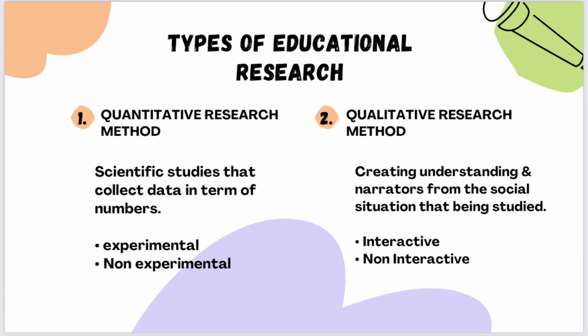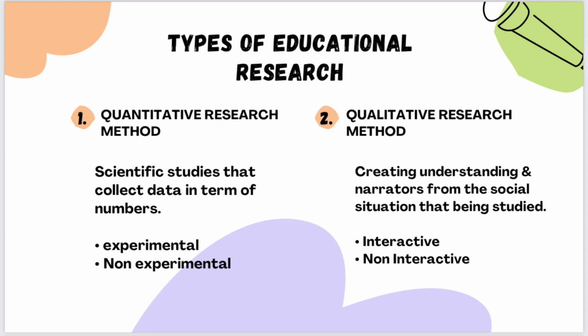Okay, now let's hop on the types of educational research. We got 2 here that we are going to learn. The first one, quantitative research, and the second one is qualitative research. First, let me explain what is quantitative and qualitative is.